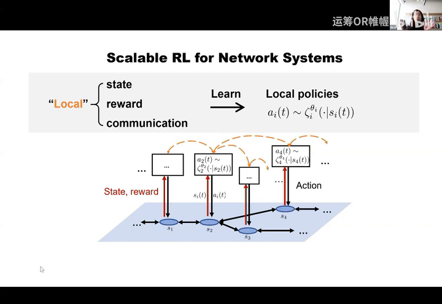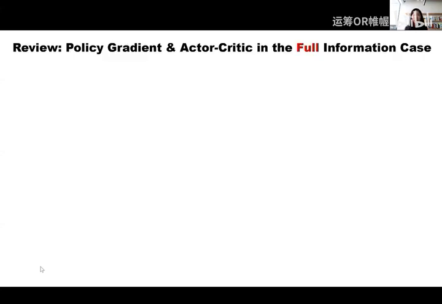So in summary, we are assuming we can observe the local state, local reward, and some local communication to learn good local policies. I highlight the word local in color because what exactly local means is that I need communication. How much communication I need is what we're going to talk about. I hope the problem is clear to you now.